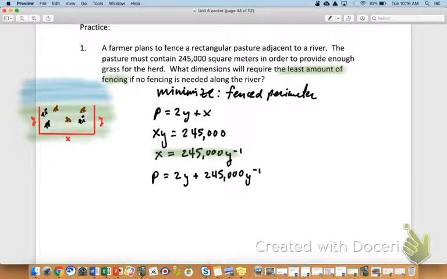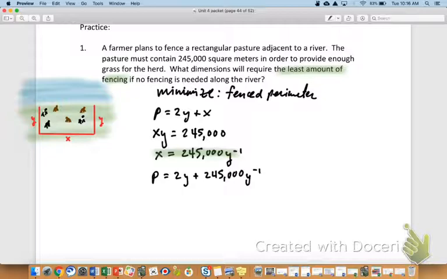Okay, so I'm going to let you guys run with this in just a second, but let me just say this. If you're trying to minimize perimeter, what are the candidates for minimizing perimeter? Endpoints and critical numbers. You're right. I think in the end we're only going to consider critical numbers, because wouldn't the endpoints be like 0, like he used 0 fence? That'd be one of the realistic endpoints, but that doesn't make any sense because he actually needs some fence.